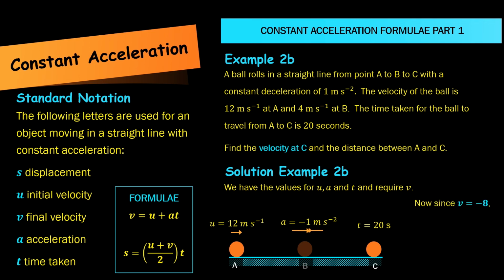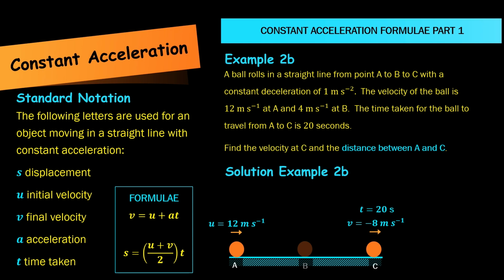The fact that V is negative tells us that the particle is moving from right to left. So the velocity v is 8 meters per second at C in the direction B to A. Now let's consider the second part of part B. We are required to find the distance between A and C. So for this part, we know that we have the values for U, V and T and require S, the distance.